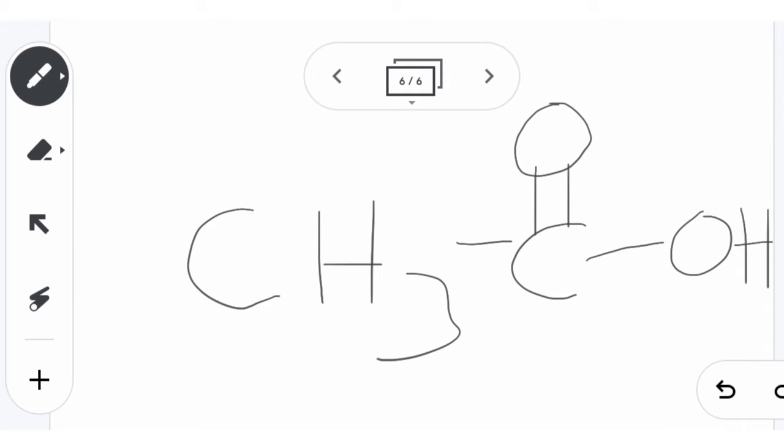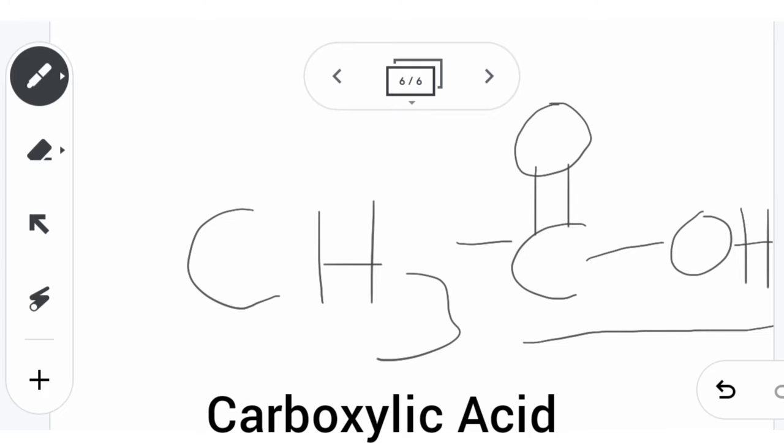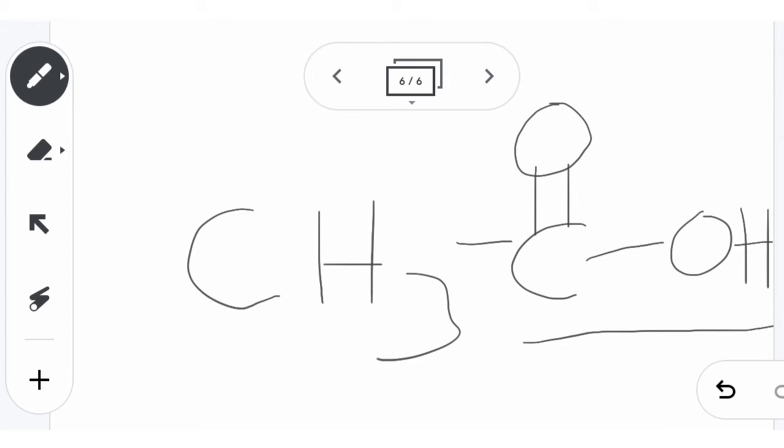If you see something looking like this, you must be able to know that this is not an alcohol. This is a carboxylic acid because of this particular functional group. So for you to have an alcohol, you only need to have the hydroxy group attached to a carbon atom of an alkyl group. So if you see something looking like this, you must know that this is a carboxylic acid and not an alcohol.